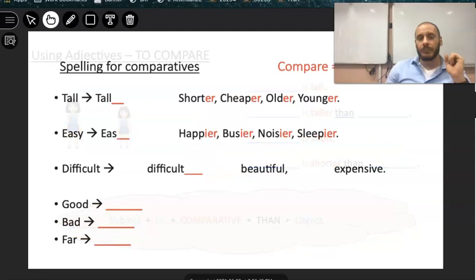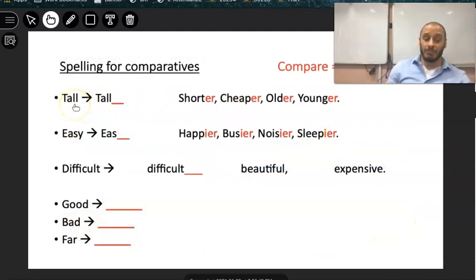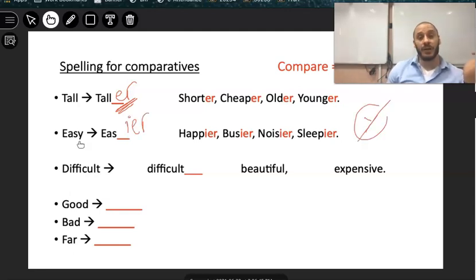So, other things to remember, most adjectives we're using ER. Tall, taller, short, shorter, cheap, cheaper. Anything with Y, halas, mashe Y, delete Y, and then put IER. Happier, busier, noisier, easier.